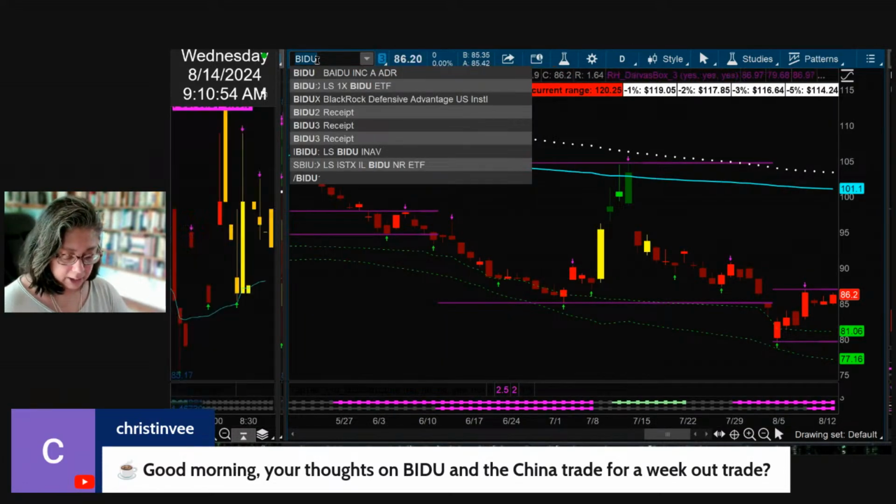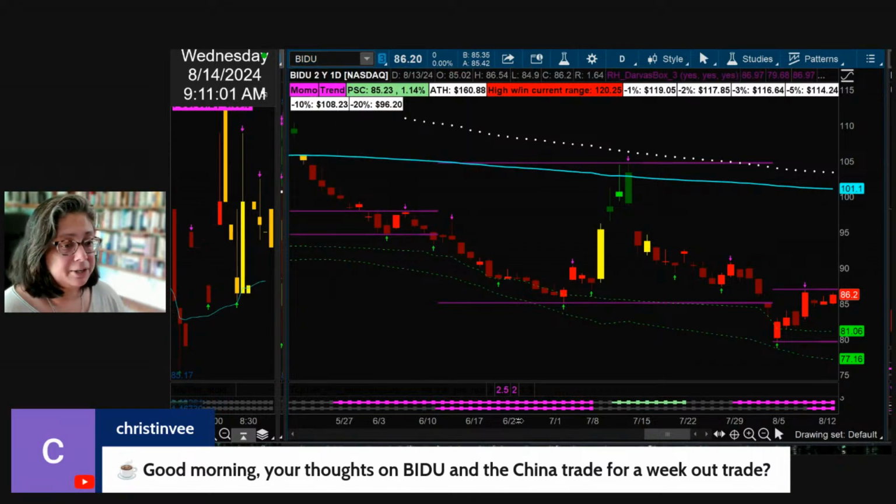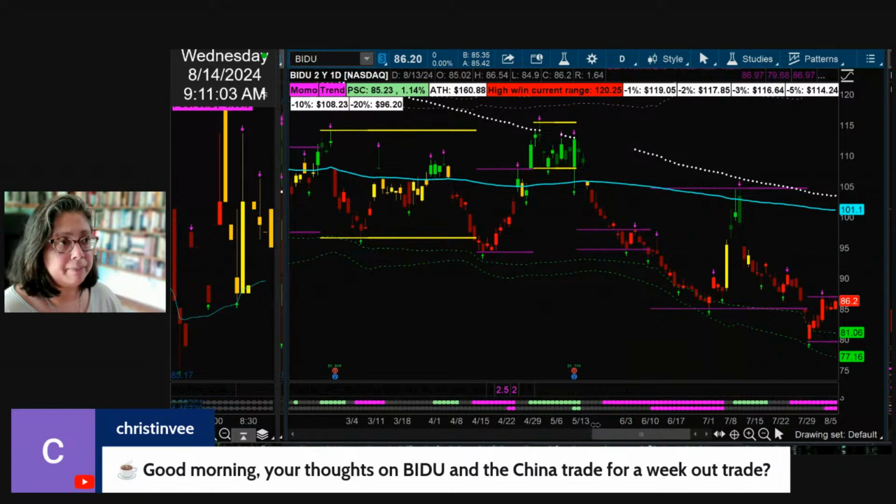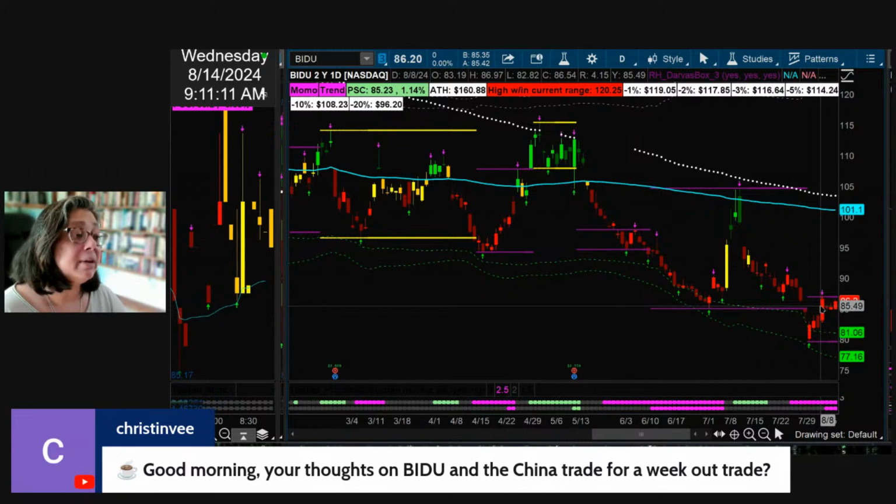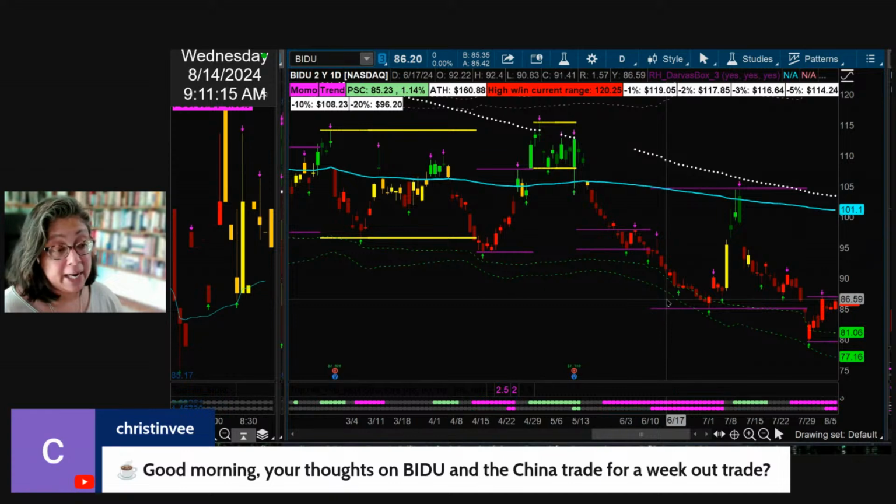All right, taking a look at Baidu here. A week out. This is a bearish chart, Kristen V. This is a bearish chart. There's resistance near term at just below 87, and for me, this is either long puts at resistance or nothing. Yeah, so I would stick with the short side.